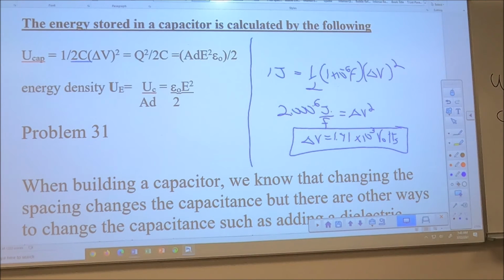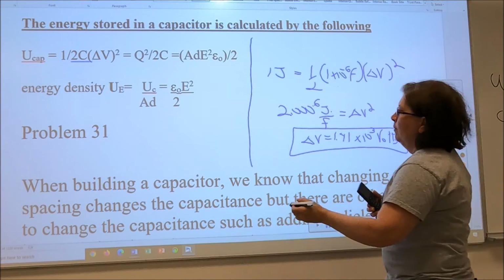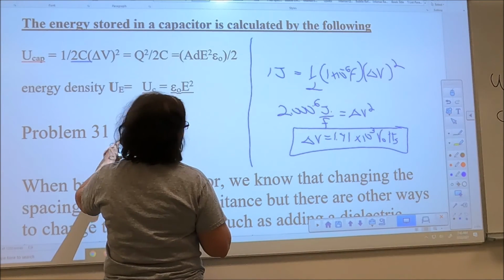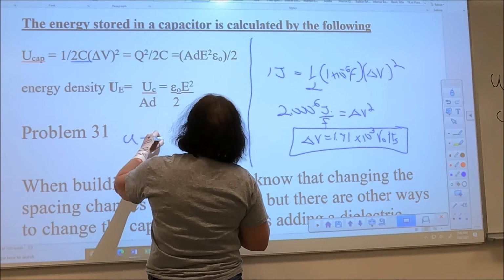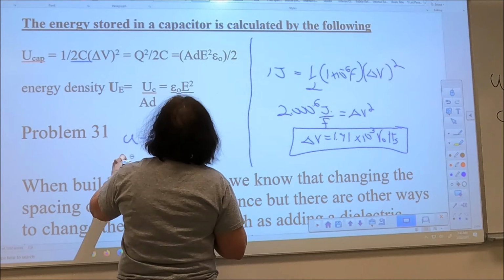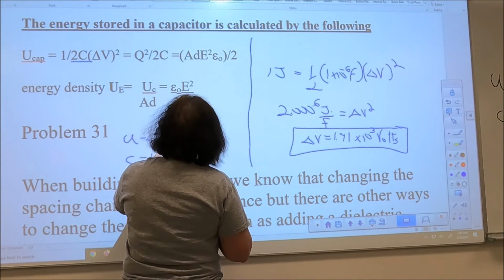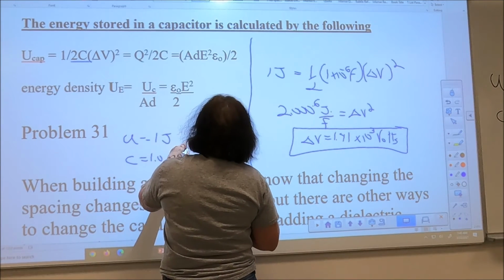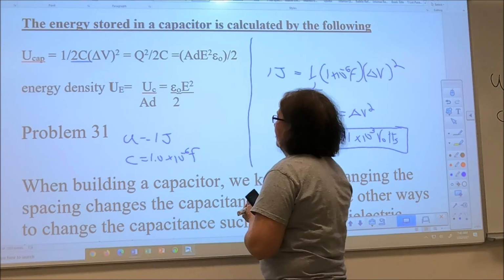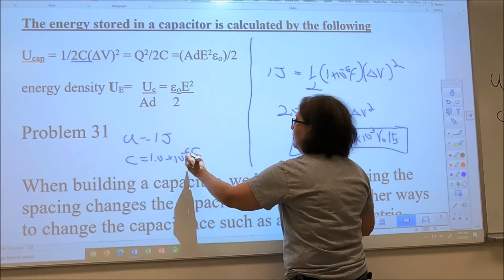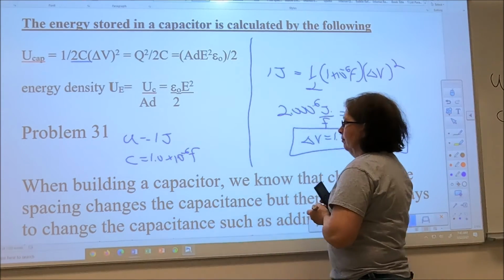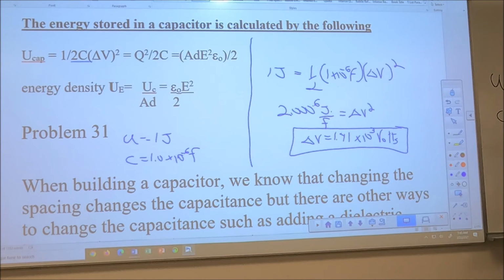Okay, it's just a plug and chug problem. Chapter 30, problem 31. So we're given U is 1 joule and C is 1.0 times 10 to the minus 6 farads. Okay, not too bad.